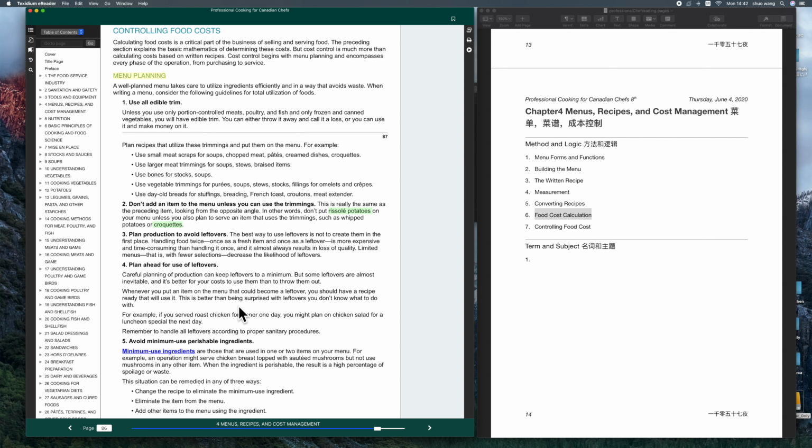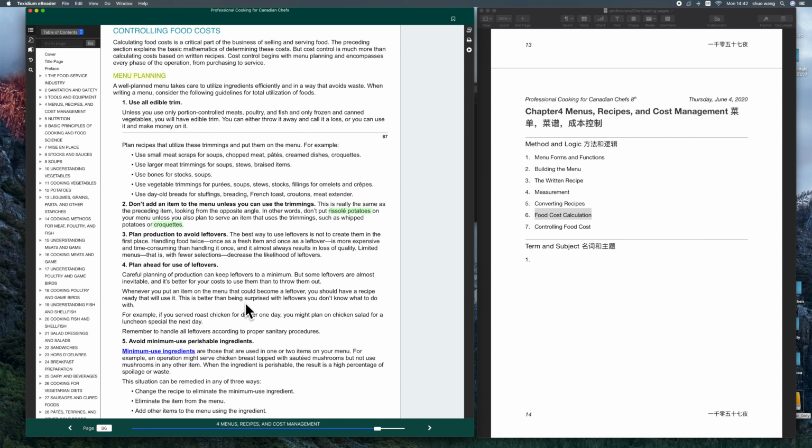3. Plan production to avoid leftovers. The best way to use leftovers is not to create them in the first place. Handling food twice, once as a fresh item and once as a leftover, is more expensive and time-consuming than handling it once, and it almost always results in a loss of quality. Limited menus, that is, with fewer selections, decrease the likelihood of leftovers.